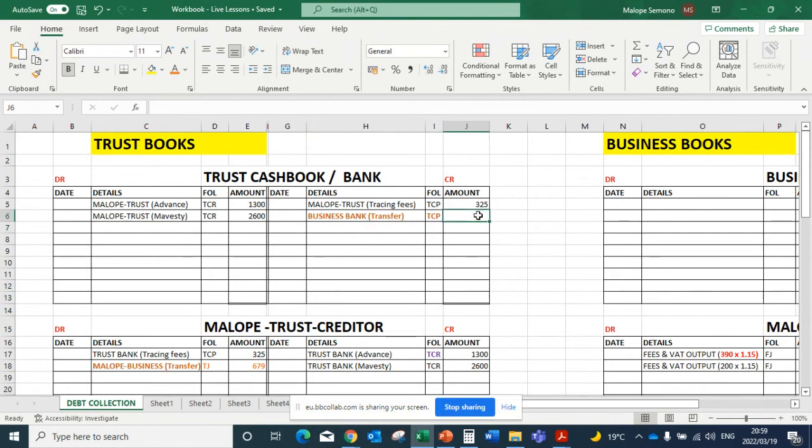See, and then I'm going to transfer how much? 679, and then I must remember I said business bank account. I must also transfer on the opposite side, which is here. I'm going to say trust bank.